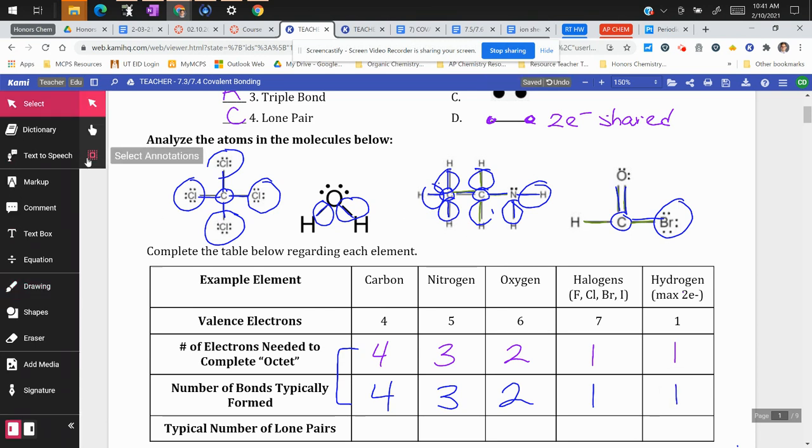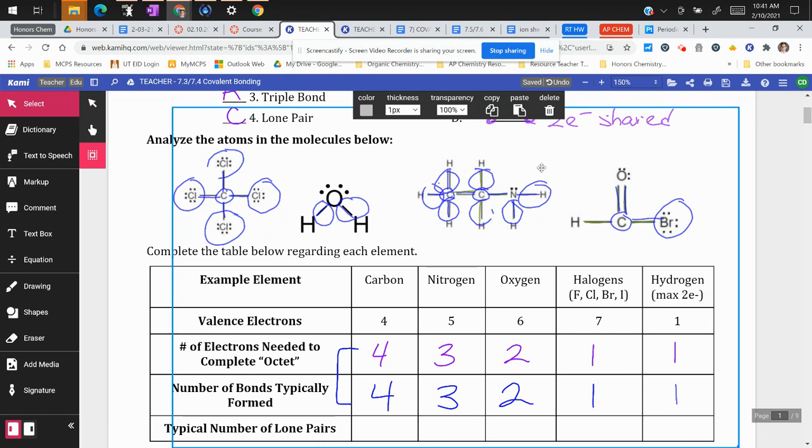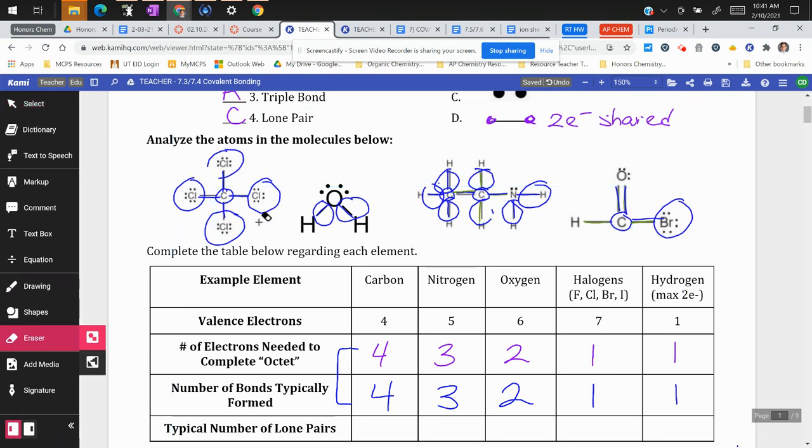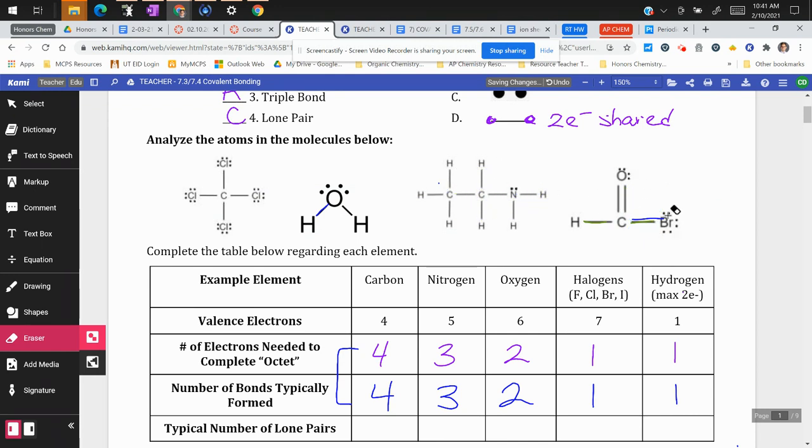The next thing we can look at are the number of lone pair electrons. So lone pair electrons are all these fancy little dots that exist in groups of 2. So remember, a pair is 2. If we look at carbon, none of the carbon atoms tend to have lone pairs. They seem to have only lines. For nitrogen, I see 2 electrons.